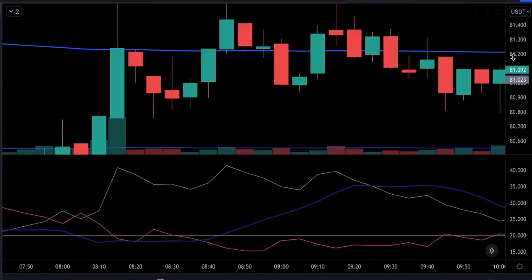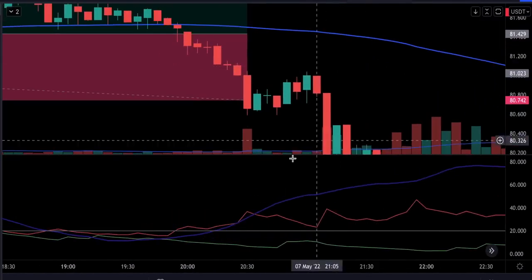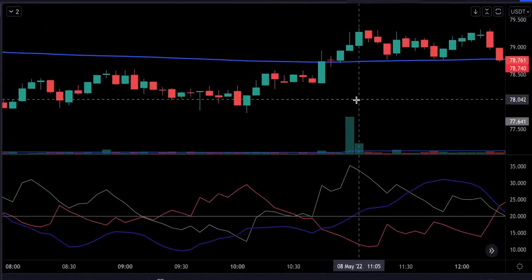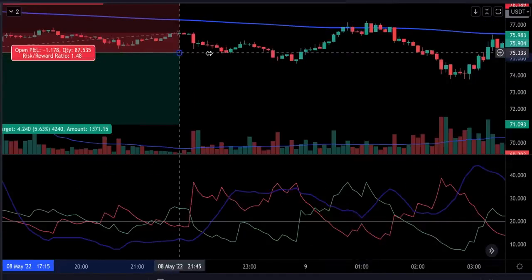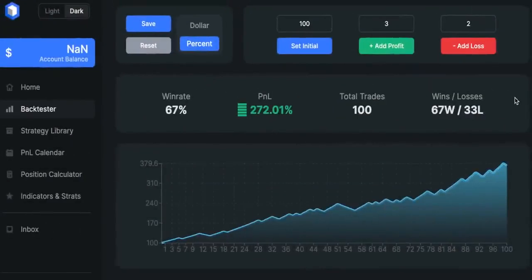times and see how well it performs. Alright, so I just finished my backtesting, and as we can see the results are pretty amazing. Our win rate is 67% and we increased our account size by 272%. But bear in mind, this is only the backtesting. The results will be different when trading live because of high spreads and fees.